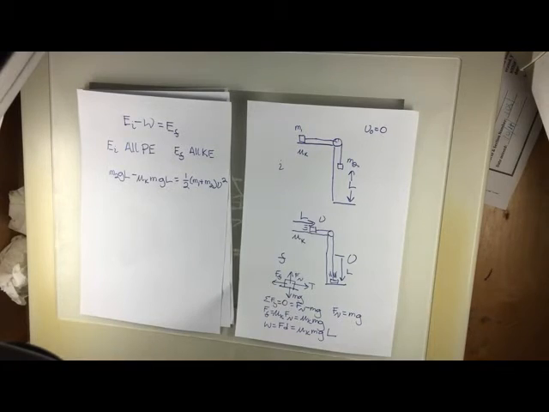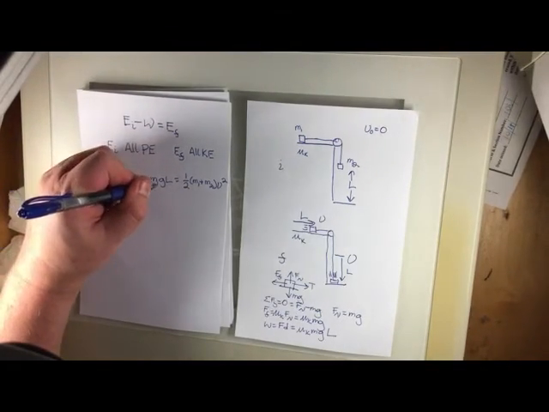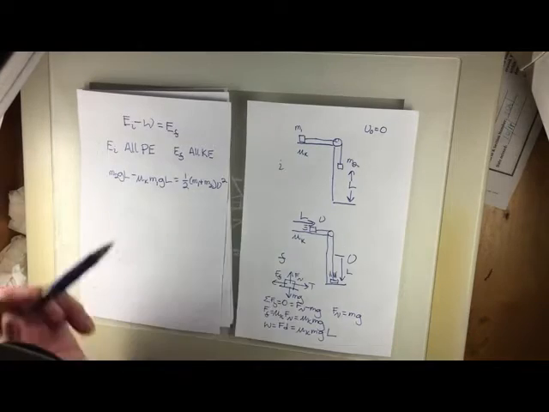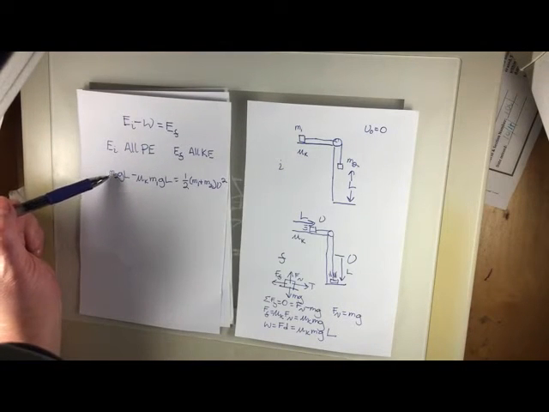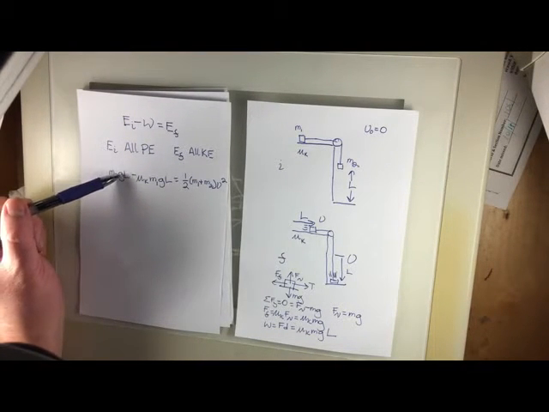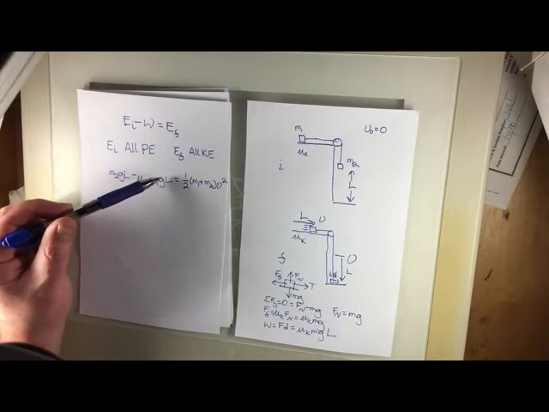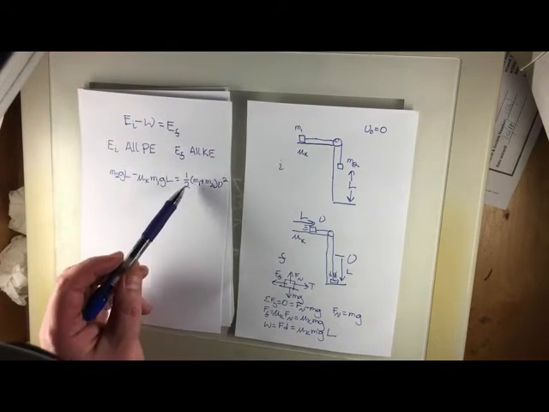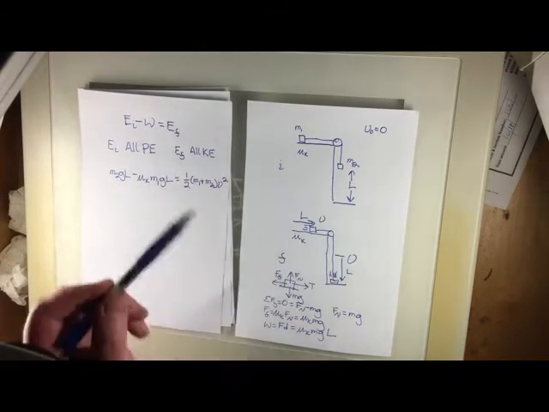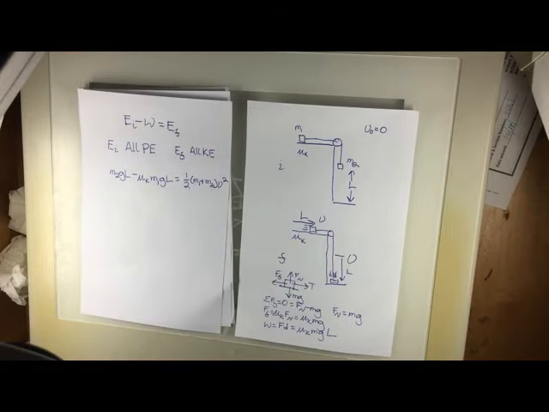What I would do now, and that's M1. The only thing to fall is M2, so there's only an M2 in G and L. M1 is the only one that experiences friction, so it's the only one in mu sub k mgL. They're both moving at the end, so it's 1/2 (M1 plus M2) V squared. Now this is where all sorts of things can happen.